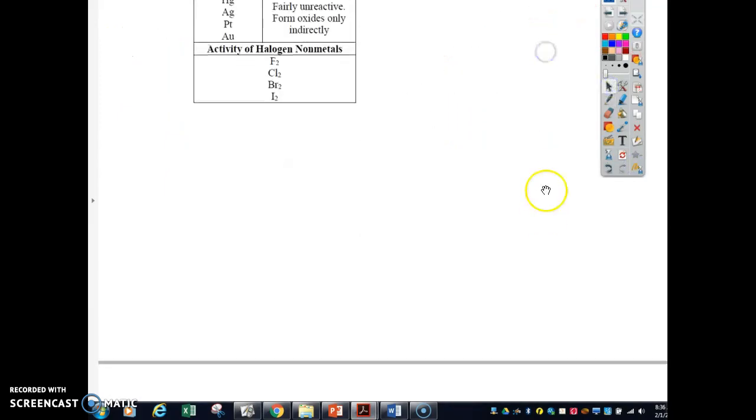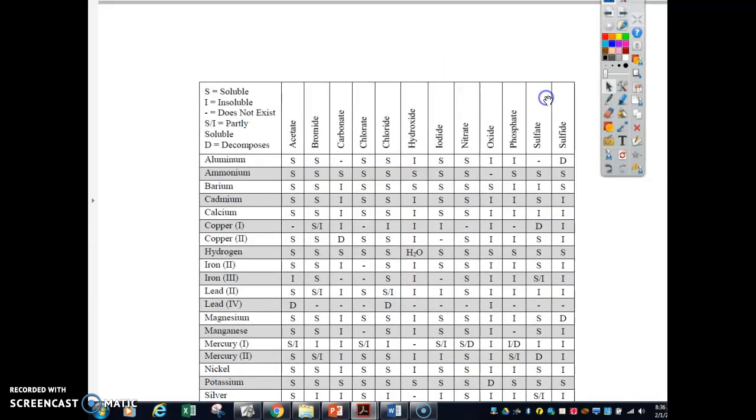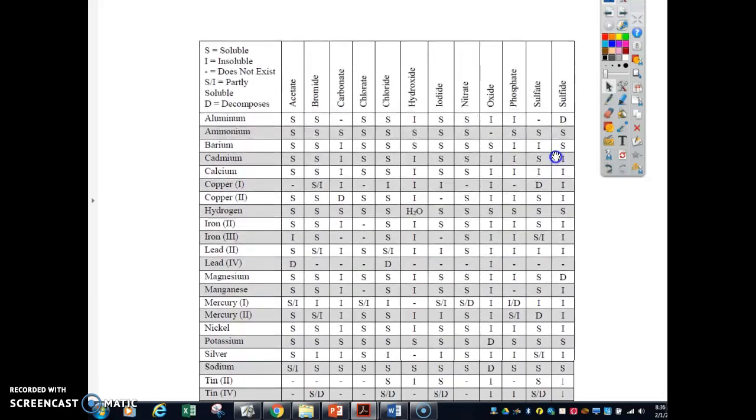All right, now one that takes a little bit longer to explain is the solubility chart. Now for us at the 5.0 level, I would just give you this solubility chart. You're not expected to memorize this. Just like with the activity series, you're not expected to memorize that. We would give you the chart. You just have to know how to use it.